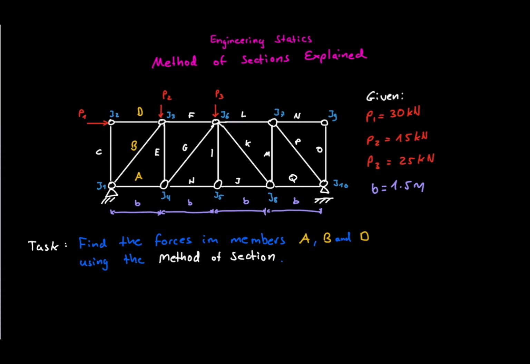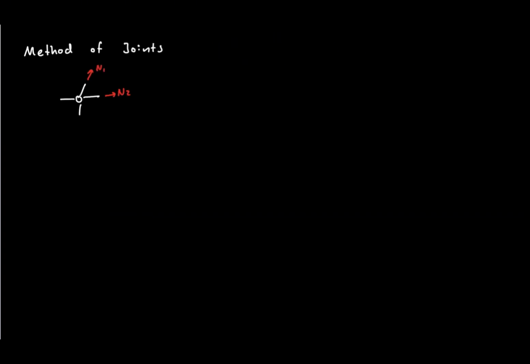Today we are going to learn a second method for calculating member forces in a truss. Until now, we have used the method of joints. With that method, we isolate one joint at a time and gradually work our way through the structure. This works very well when we want to determine many or even all of the member forces.